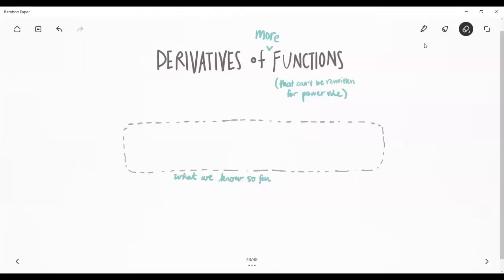Hello. So today what I want us to go over is derivatives of more functions, specifically functions that we cannot rewrite so that it looks something like this, right? We already know how to deal with those. So anything that can be rewritten as x to some power, that covers all sorts of polynomials, quadratics, cubics, and more. It includes radicals, right? Because we can just rewrite it as a rational exponent.